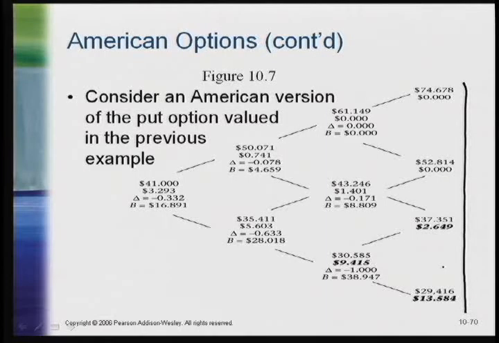Here's a slide that presents the American version of the put option that we looked at earlier. You'll note on this particular slide that we have a typographical error. The last stock price in this state is actually 26.416 and not 29. But this is the same example we saw earlier of a put option, and we're going to deal with the American version of the put option because this stock does not pay dividends, and we know from earlier work that an American call on a stock that does not pay dividends has the same value as a European call on that stock.